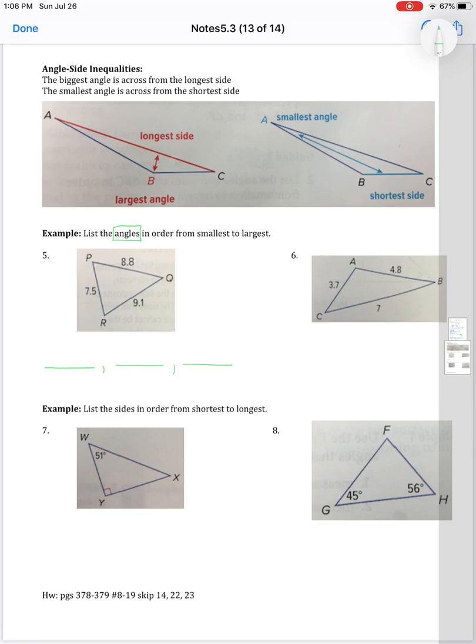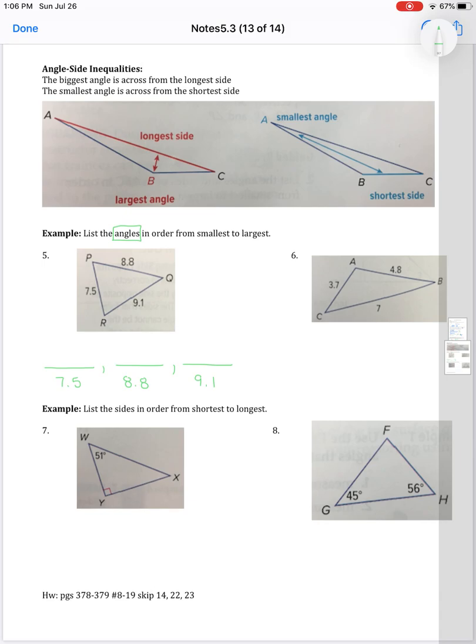The back side of this note is going to talk about how sides and angles are related. So the biggest angle is across from the longest side, or the smallest angle is across from the smallest side, which totally makes sense.